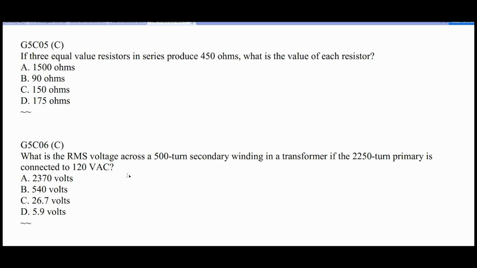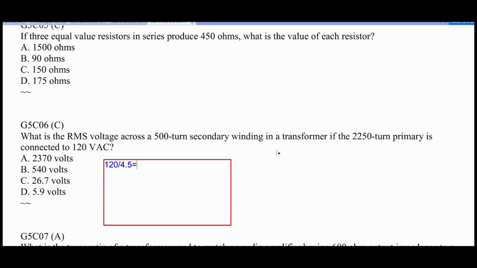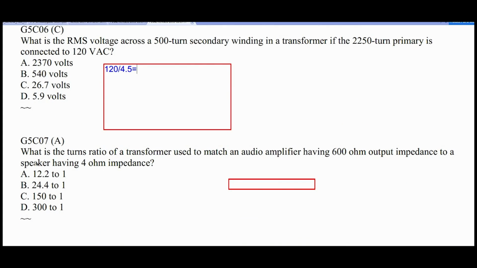All right, so we got 120 volts divided by 4.5 equals the 26 volts. Okay.